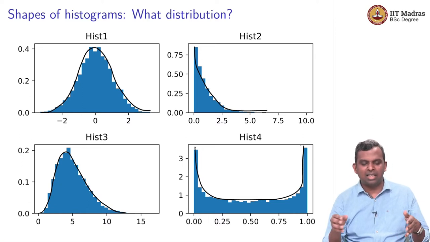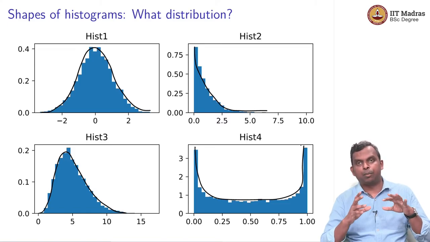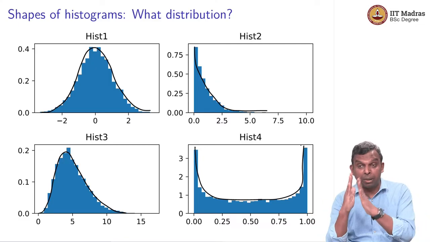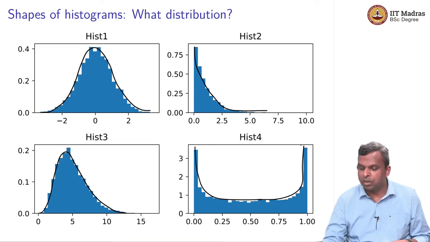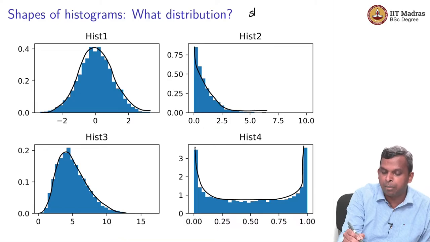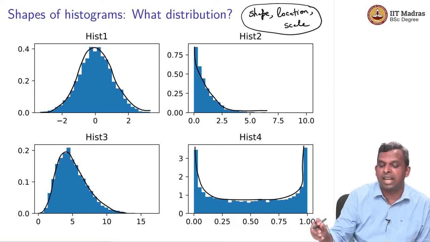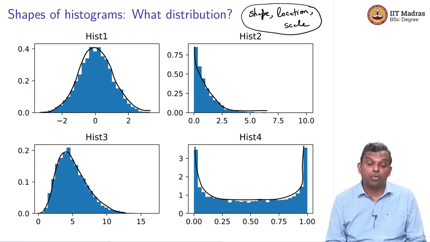So basically, all these kinds of things can happen in practice. The distribution can have different types of shape, okay? The shape can be different. The location of the peak may be different. And the scale may be different, okay? So you'll see quite often in many distributions, the parameters are called shape parameters, location parameters, and scale parameters, okay? So, shape, location, and scale are three words that are often used to describe the parameters of a probability distribution.